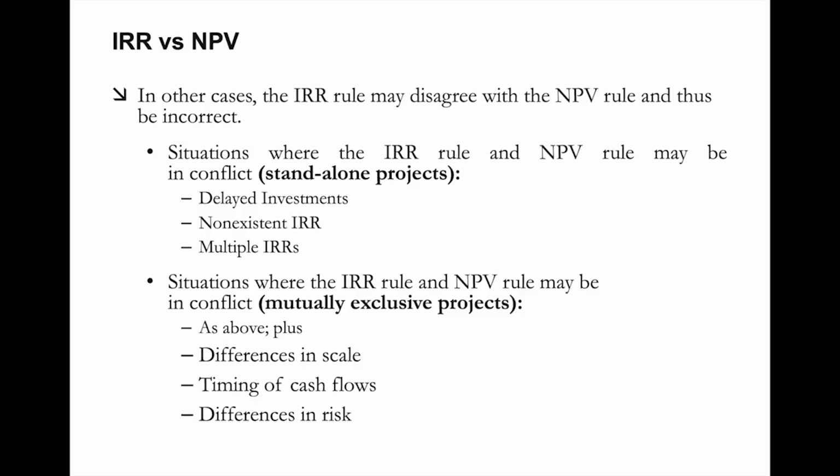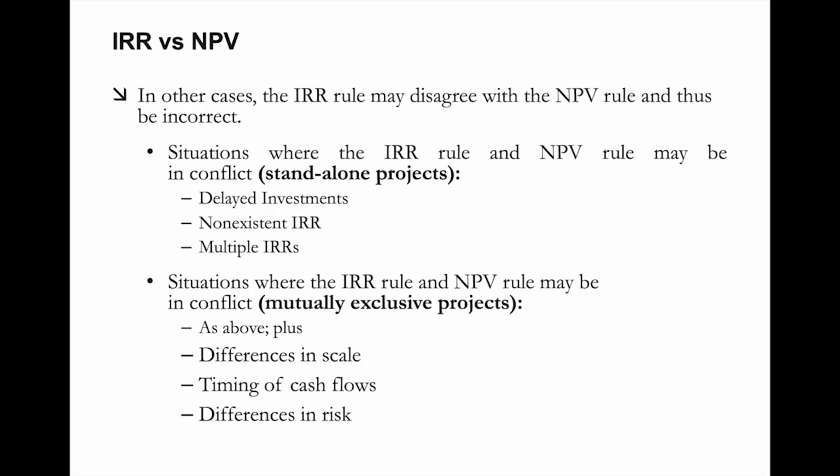So for a standalone project, we really want to be careful of three things when it comes to the internal rate of return. Delayed investments. So for example, when the benefits or our cash inflows occur before the expenses, our cash outflows. In all the examples we've seen so far, the costs occur today and we receive cash flows in the future.